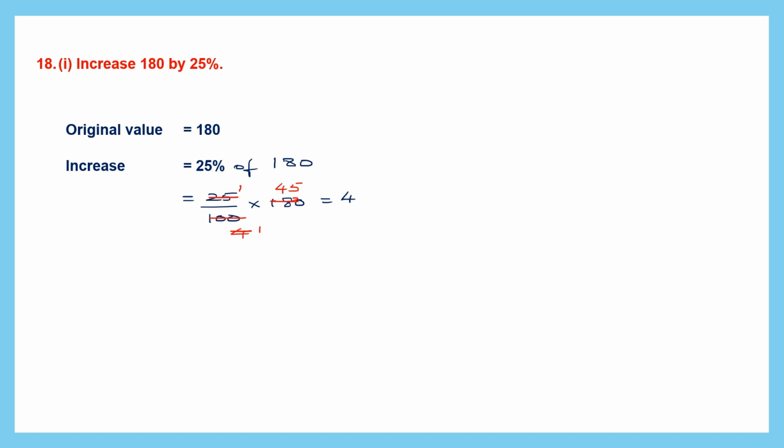Okay. So now the new value. This is the original value. The increase is 45. So that means the new value will be the original value, which is 180, plus the increase, which is 45. So 180 plus 45 is 225. So this is the new value when we increase 180 by 25%.